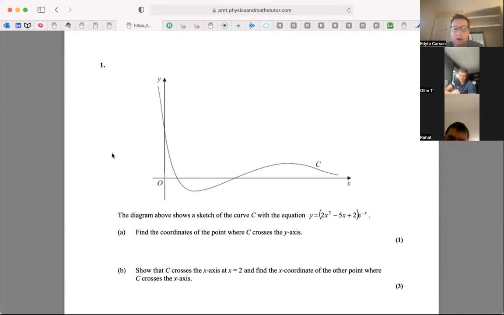Okay, so part B: show that C crosses the x-axis at x equals 2 and find where else it crosses the x-axis. So we can see it crosses the x-axis here and here. So the question is, where? How would you figure that out?